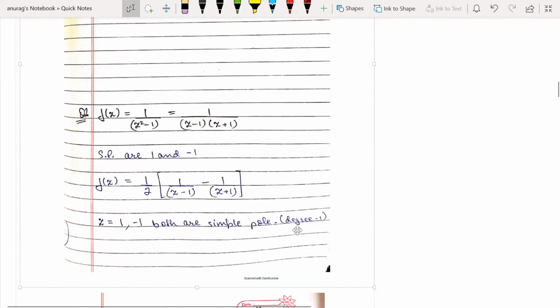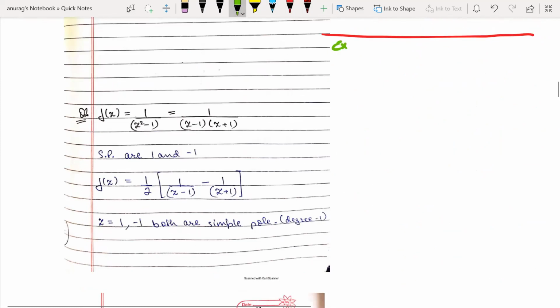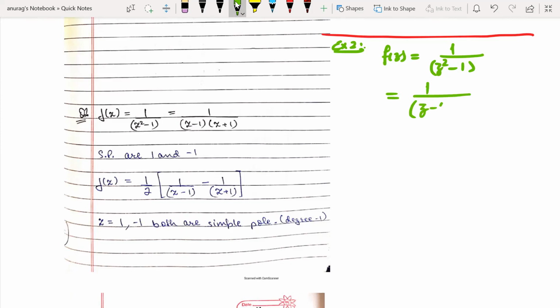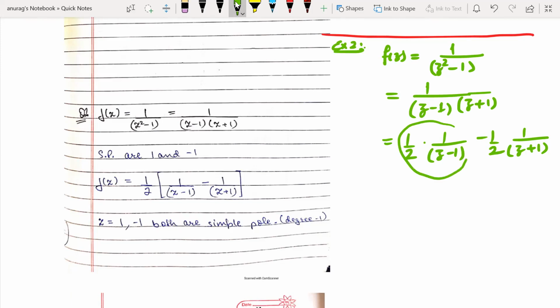Now, second example. Example 2: f(z) equal to 1 over z square minus 1. Break it into linear factors, it will become (z minus 1)(z plus 1). Now the best way is to break it into partial fractions. So you can break it as 1 over 2 times 1 over (z minus 1) minus 1 over 2 times 1 over (z plus 1). So this is the principal part.